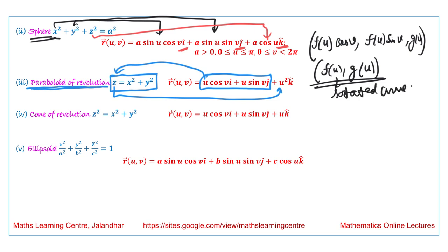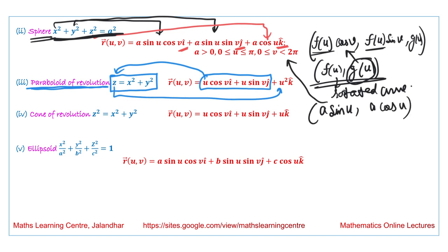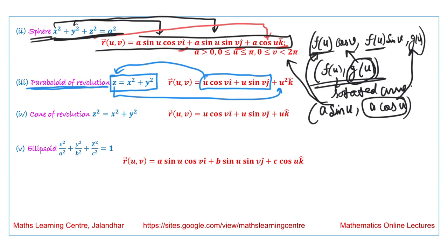So if we are talking about the sphere, the rotated curve is a circle. In this case the answer we obtain is the parametric equation of the circle, which we already know. So we get the value of f of u and the value of g of u. When we substitute these values, we get the answer as a sin u comma a cos u. If you want to write it in vector form, you can write it as a sin u i cap plus a cos u k cap. This is the value of g of u and this is the value of f of u. From this we get the parametric equation of the sphere.